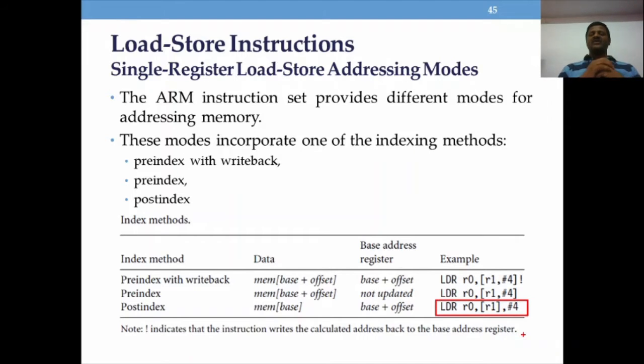So the working of this is that it will copy the data from memory pointed to by R1 to the register R0. First, memory pointed to only by R1. It will not add the constant offset of 4 here. It copies that data from memory pointed to by R1 into R0.